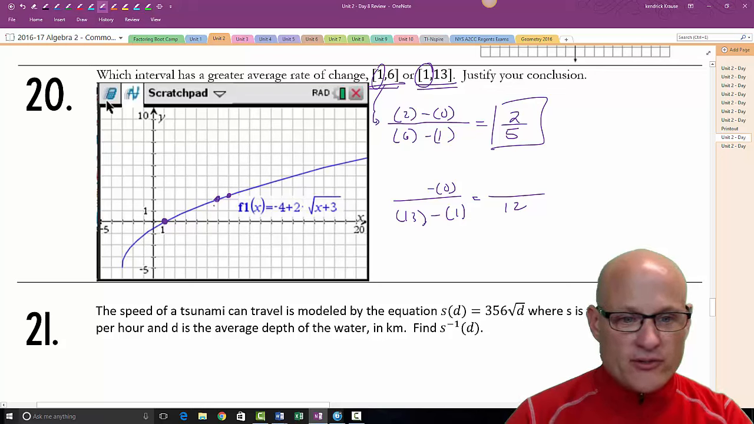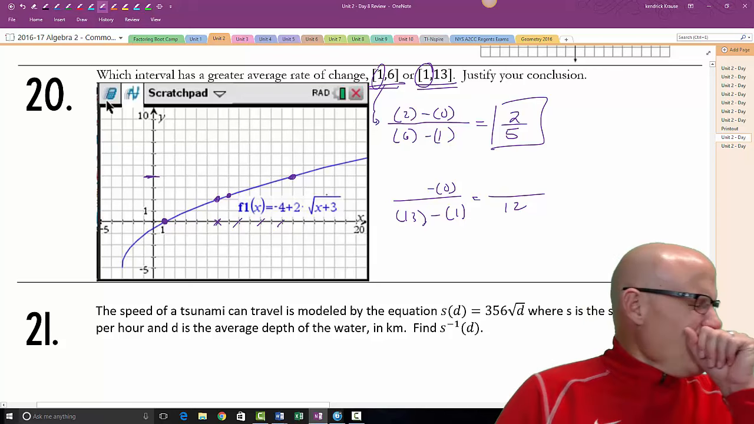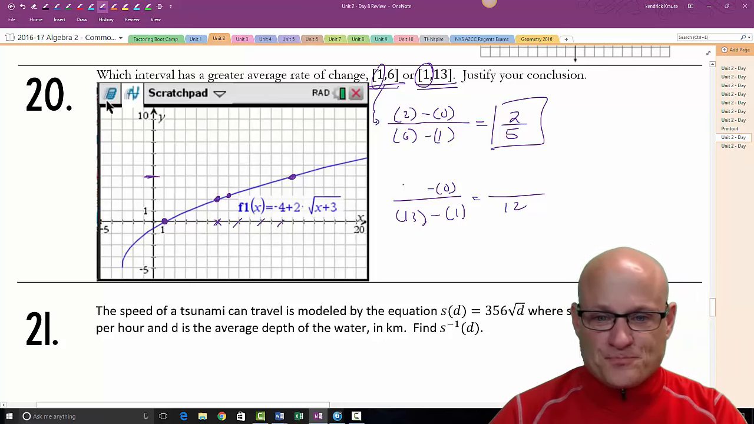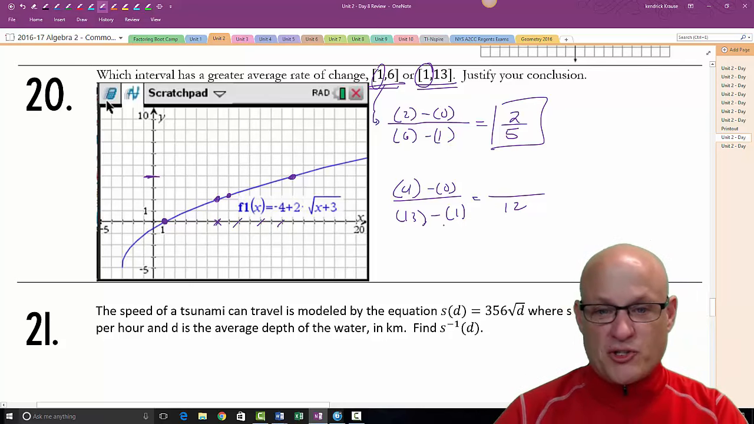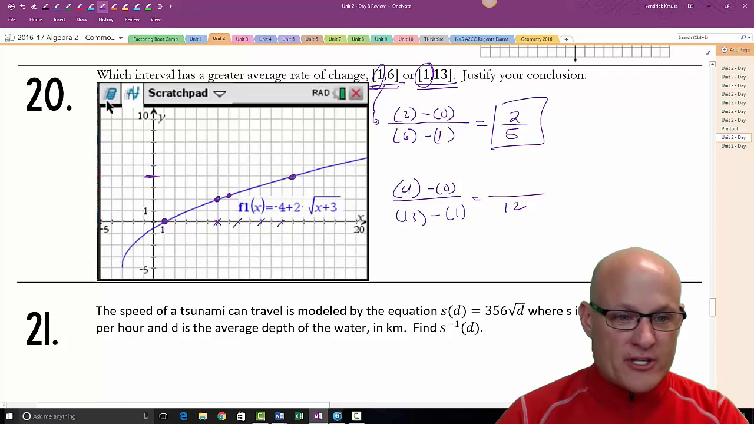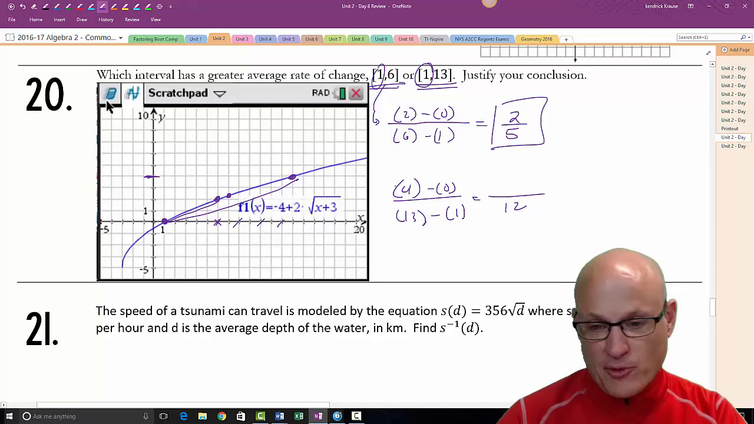So this is 6, 7, 8, 9, 10, 11, 12, 13. 13, it's all the way up to here. That's 1, 2, 3, 4. Excuse me. So that's 4. So I just used the y values. It's going from this point to this point, or this point to this point. And this one is 4 over 12. So this is really 1/3.